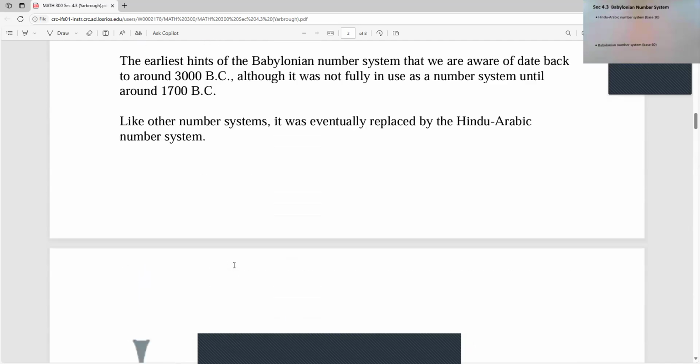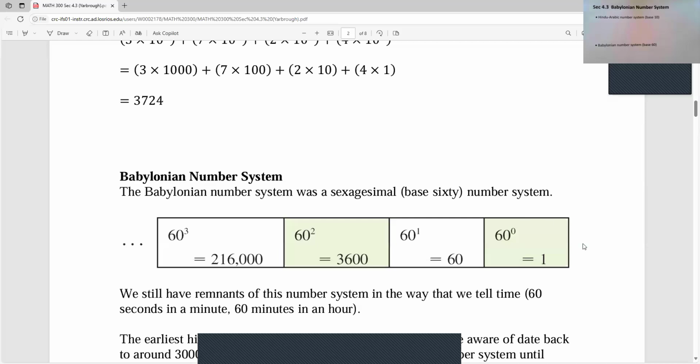Again, remember on the far right, that is the ones place for the Babylonians, 60 to the 0. And move over to the next place, that's the 60s place, right? 60 to the first power. They move over again. That's the 3600s place, 60 squared. If we had done it again, that would be the 216,000s place, which is 60 to the third power. And it keeps going, of course. 60 to the fourth, 60 to the fifth, if we had a real big number.